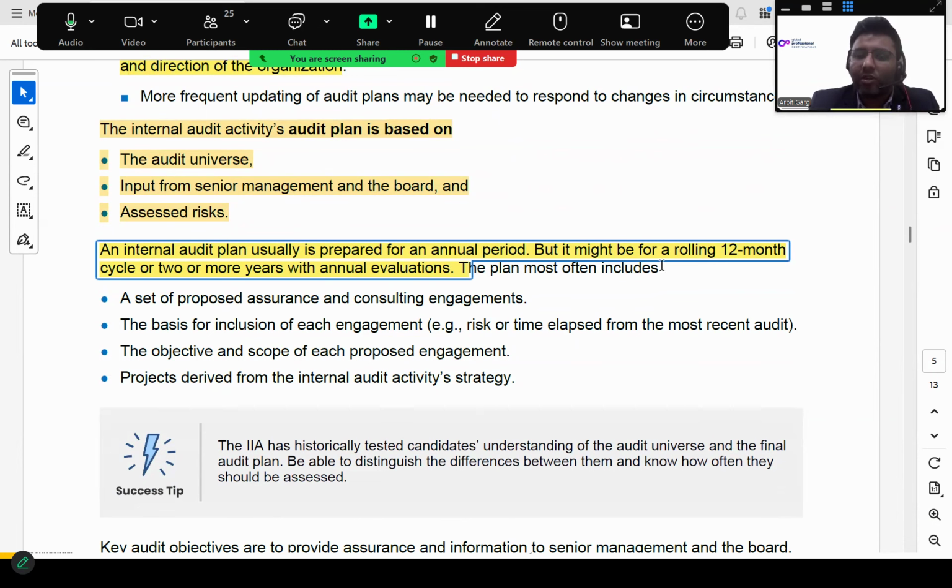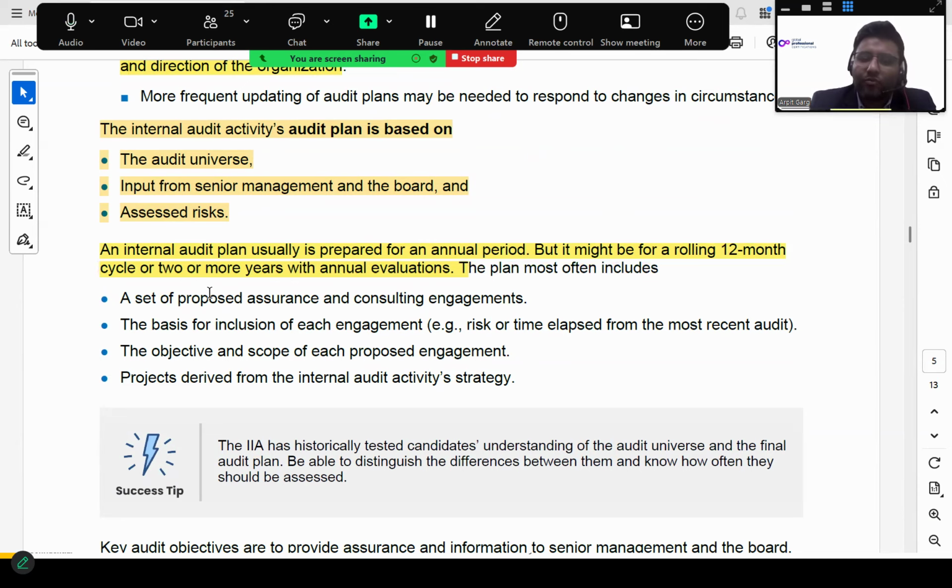but it might be for a rolling 12-month cycle or two or three years with annual evaluation. Like we saw the audit plan, right, in an Excel file. It was for three years, right? But it is firm for the first year, and then of course it could follow an annual evaluation to see for the next year and the third year. Is that clear? And can you all read it? An audit plan usually is prepared for what? For an annual period, but it might be for a rolling 12-month cycle or two or more years with annual evaluation.